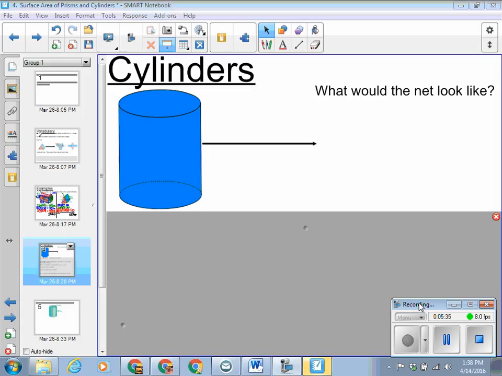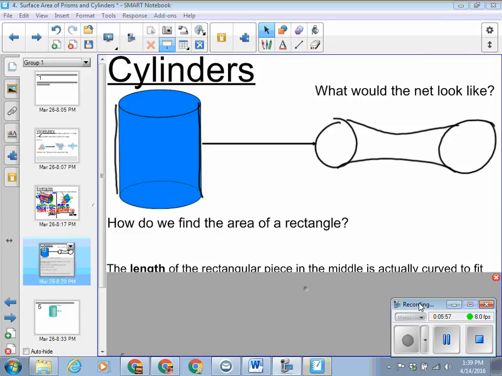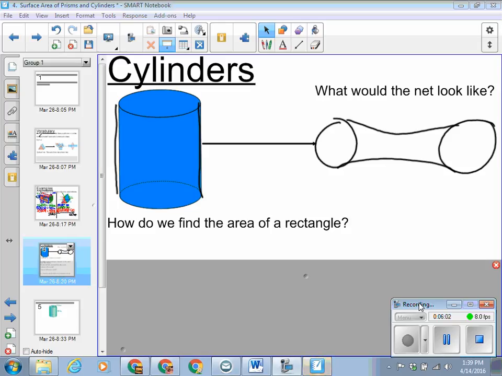So we have a cylinder here. It's kind of a funky net when we draw it. We definitely have two circles, the top and the bottom. And we're left with a curved, almost rectangular body, right here. But we've got to account for those circles at the top and the bottom. But we're going to look at the body as a rectangle, because it really does come together that way.